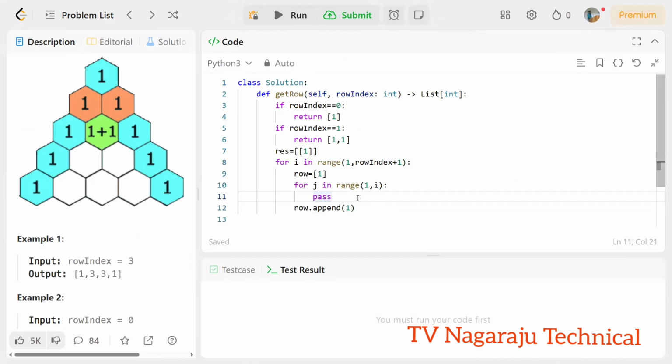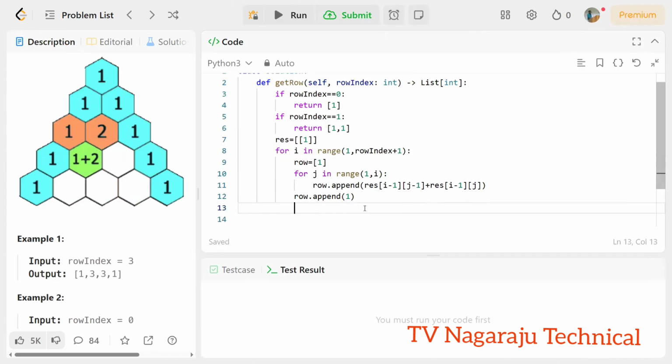Now, in place of pass, row dot append, directly I append the value res of i minus 1, j minus 1 plus res of i minus 1 with j only. Once you are completed, res dot append of the corresponding row is added to your entire results. Like this, you construct the Pascal triangle up to the row index.